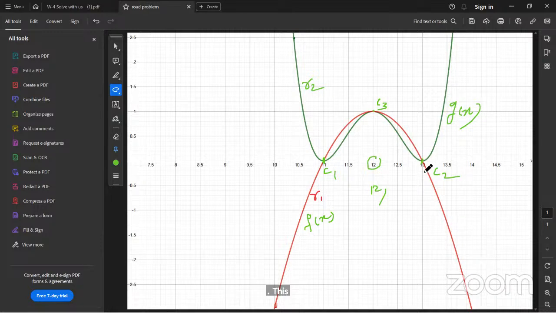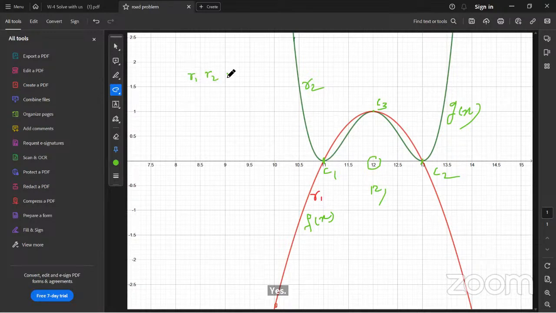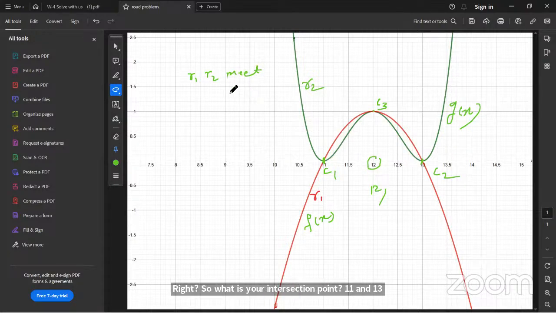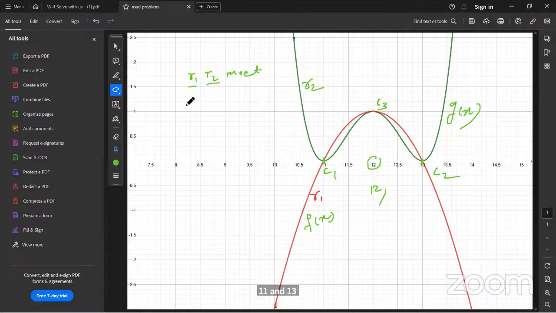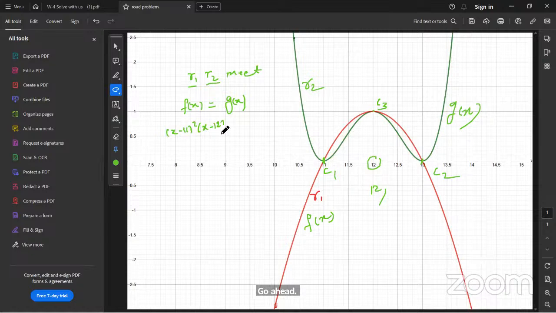We know that wherever R1 and R2 meet, one city lies there. Both meet each other, it means that f(x) is equal to g(x), right? What is your f(x)? It is (x minus 11) whole square into x minus 13, and g(x) is minus (x minus 13) whole square into (x minus 11).